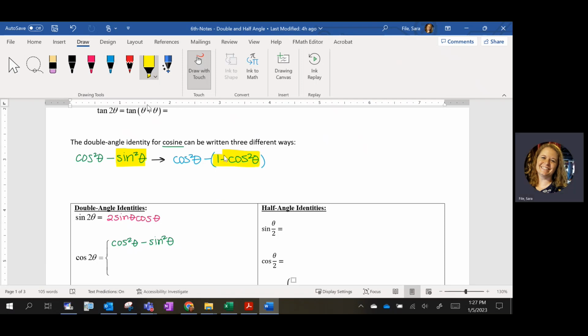So that's the substitution I just made. And if I do that, I can simplify here. The minus gets distributed, so that becomes -1, and that's going to become positive cosine squared. So I have cosine squared plus cosine squared. That's a 2 cosine squared. And then I'd still have the -1. So that's an alternate way. So I'm going to put that here.